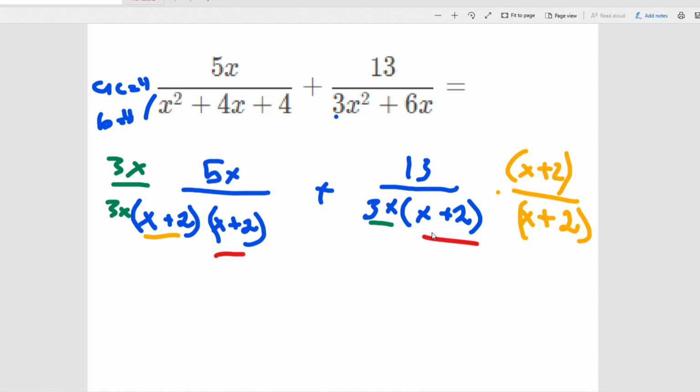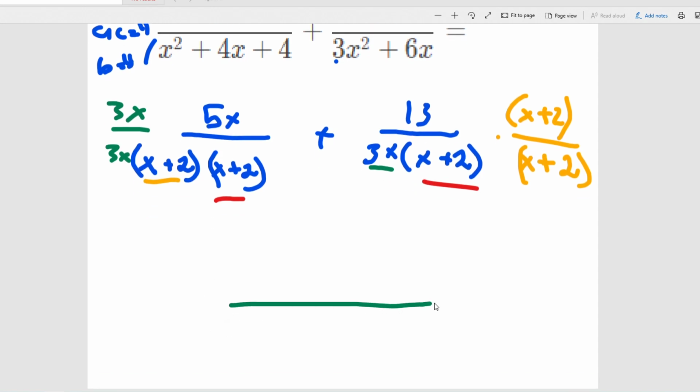Now I have a common denominator. They have the same stuff. 3x, x plus 2, x plus 2. Sweet. Just got to put all that at the denominator. 3x. And then, since it's doubled, I'm going to write it as x plus 2 squared, which literally means something times itself. The top side, 3 times 5 is 15. X times x is x squared.